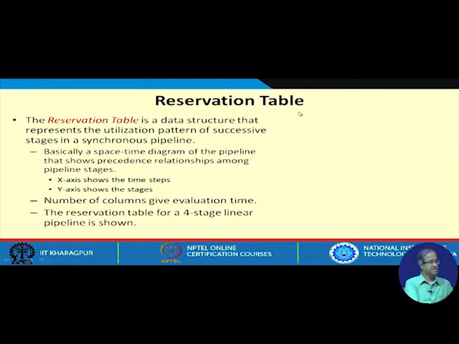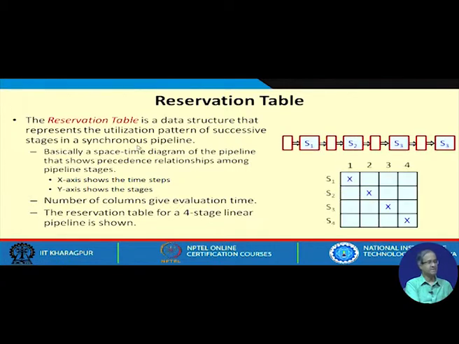So, a reservation table is a very commonly used data structure that represents the utilization pattern of successive stages. Let us take a simple example. What I mean by that? Suppose I have a linear pipeline S1, S2, S3, S4. When a data comes, in the first cycle it goes to S1, second cycle it goes to S2, third cycle to S3, fourth cycle to S4.